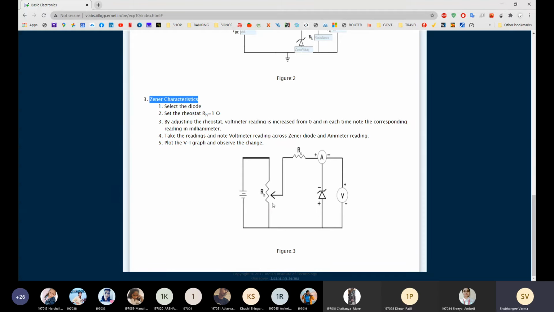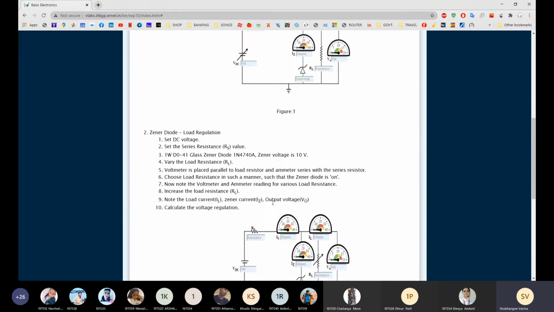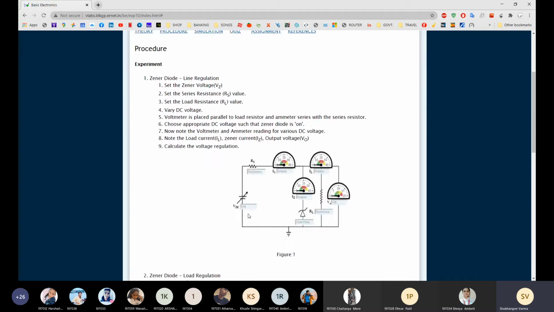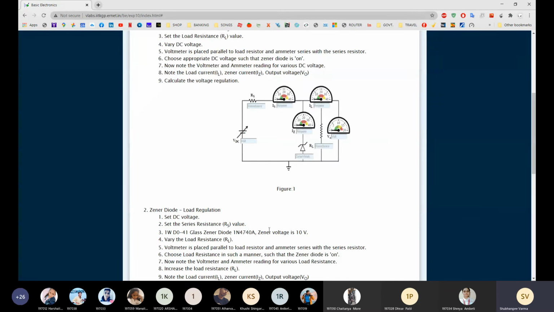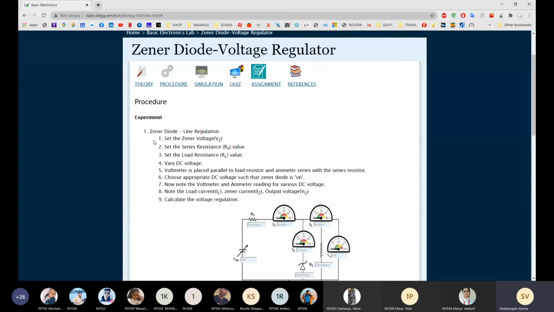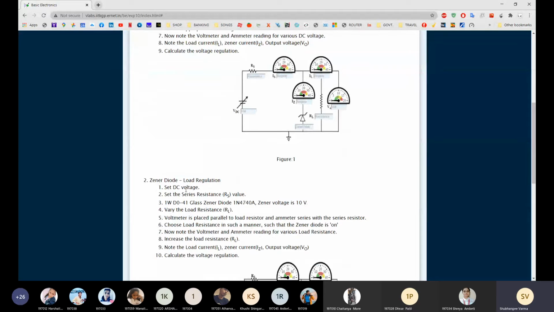Then our third experiment is half wave and full wave rectifier. Our fourth experiment is half wave and full wave rectifier with C filter. And our fifth experiment is load and line regulation. So in this experiment, our experiment 2 is the third part, and our experiment 5 is the first and second part.